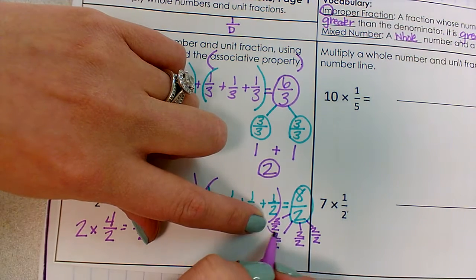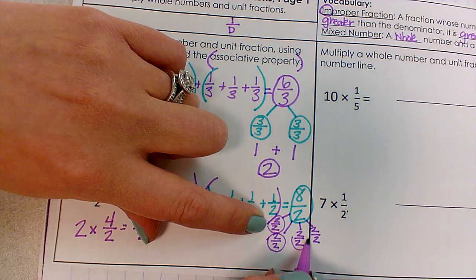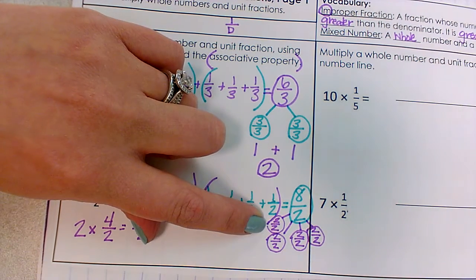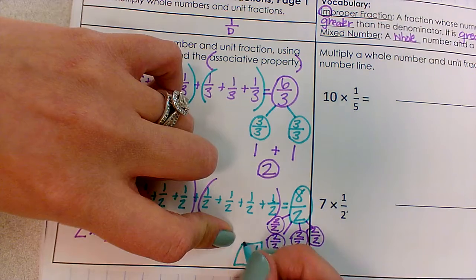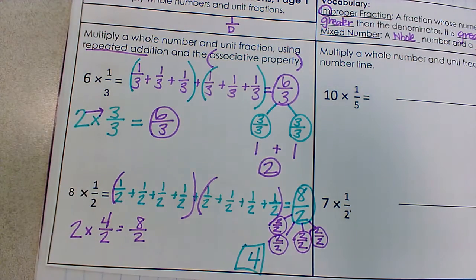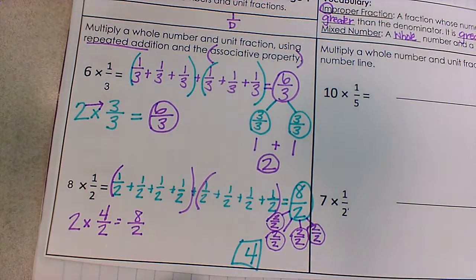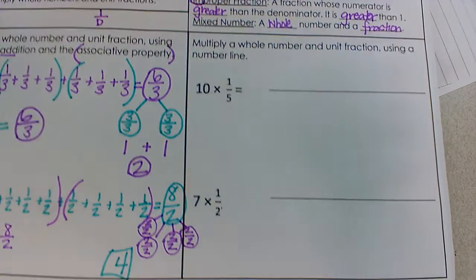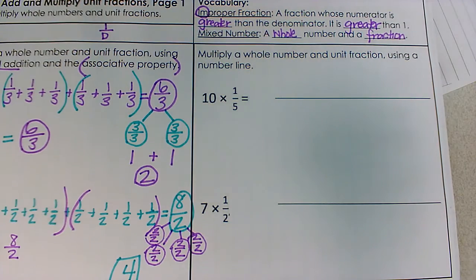Here's a whole 1. Here's a whole 2. Here's a whole 3. Here's a whole number 4. So 8 halves is really the same thing as 4. So I'm multiplying these unit fractions and changing them using my number bonds and the associative property. So now let's look and see how I can multiply and see what this looks like on a number line.